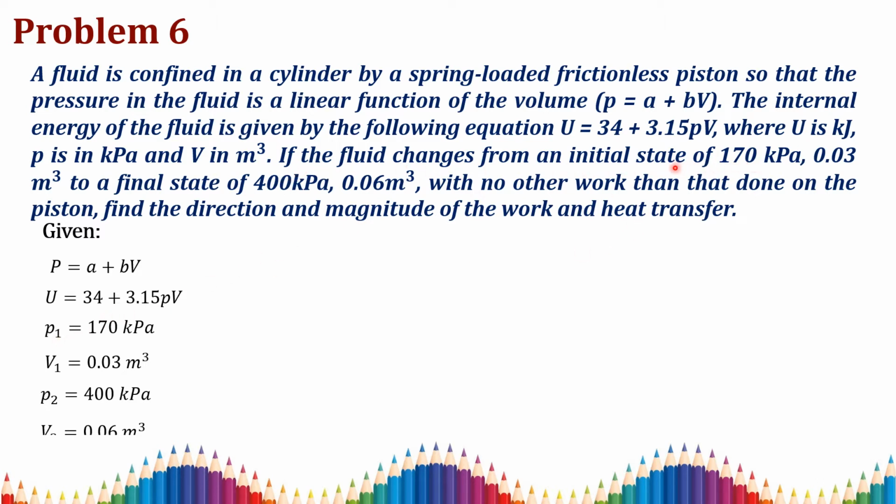If the fluid changes from the initial state, denoted as 1, to the final state, denoted as 2: the initial pressure P1 is 170 kilopascal and volume V1 is 0.03 meter cube, and the final pressure P2 is 400 kilopascal and volume V2 is 0.06 meter cube. With that we need to find the work and the heat transfer, check the sign of the work and heat transfer, and infer whether the heat is transferred into the system or out of the system.